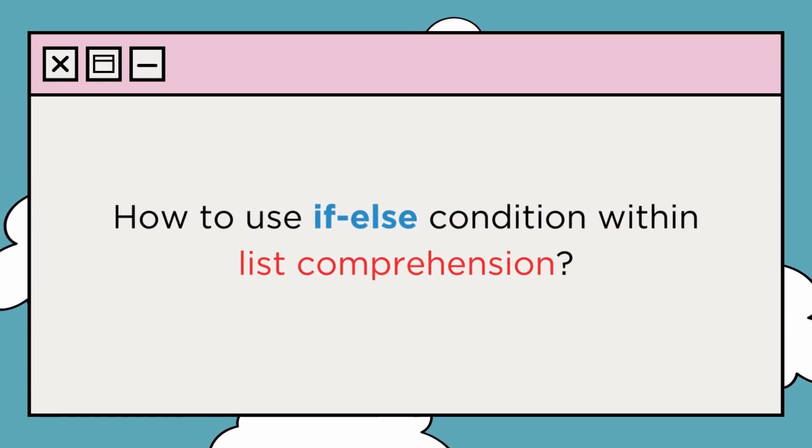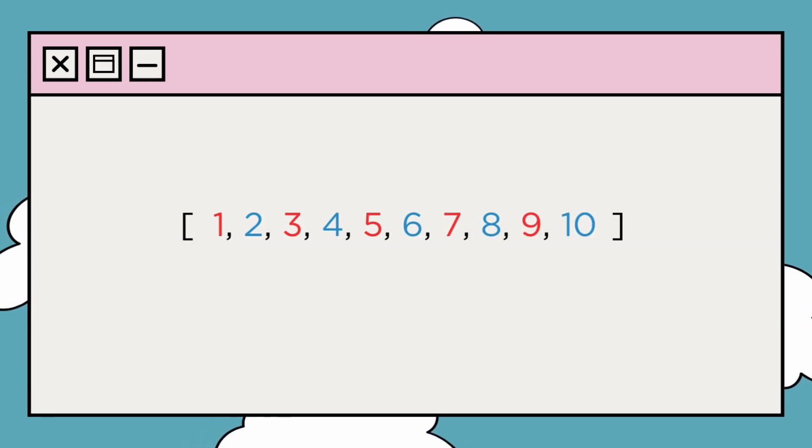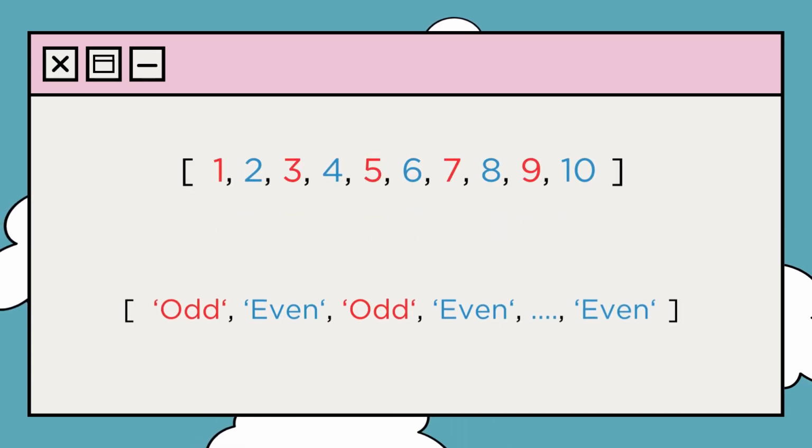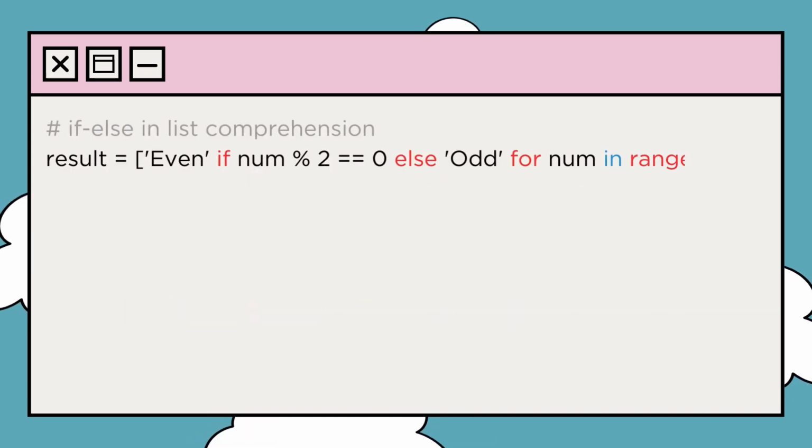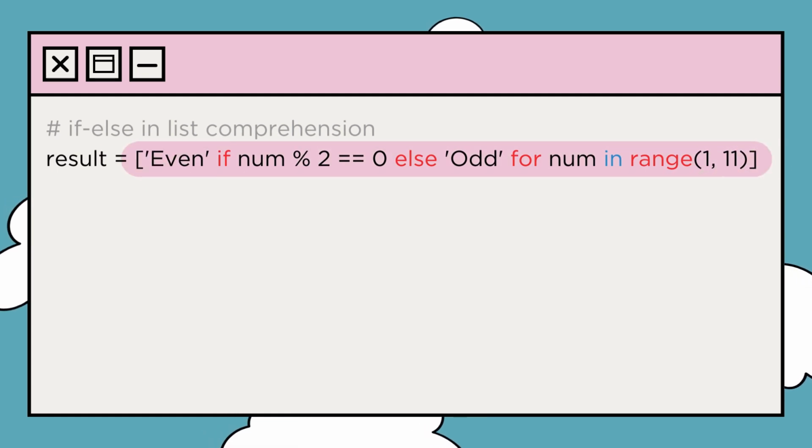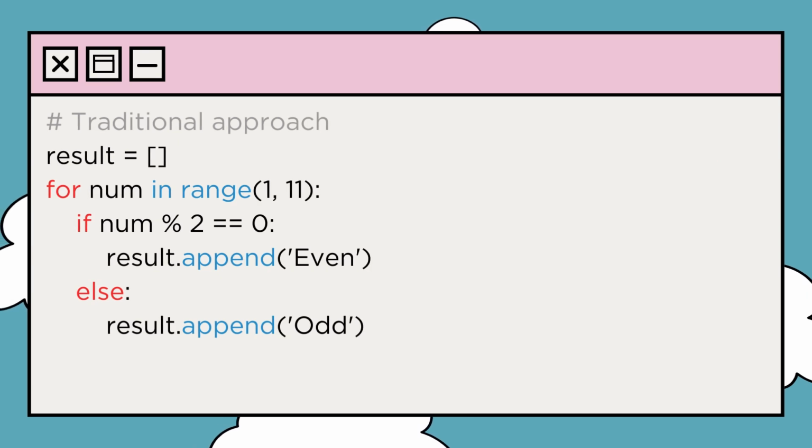We can also use if-else conditions within list comprehensions. Let's say we want to create a list of numbers from 1 to 10, where each even number is replaced by "even", and each odd number is replaced by "odd". Here's how you can do it with list comprehension. With just one line of code, we're able to accomplish the task. If you had taken the traditional approach, it would have been quite verbose.